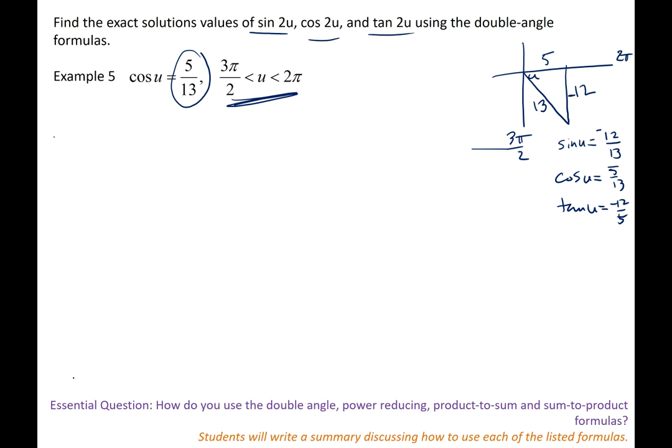Okay, so let's start with sine of 2u. All right, what's the formula say? Two sine times cosine. All right, what are we going to put in for the sine? Good. What are we going to put in for the cosine? 5 over 13. All right, and then what do we get when we multiply across the top and across the bottom?